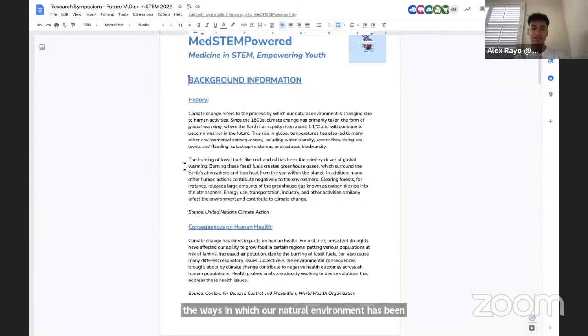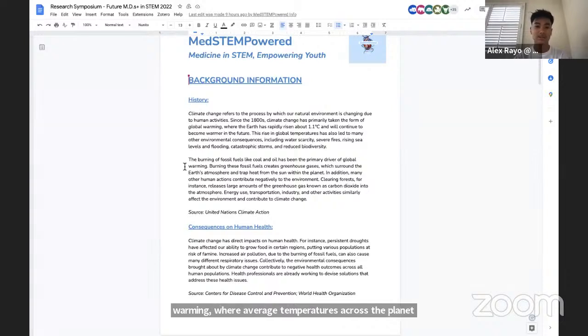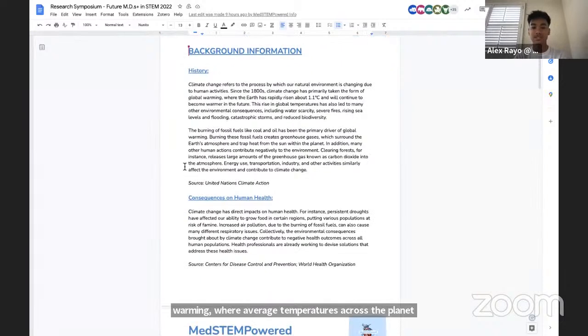And since the 1800s, climate change has primarily taken the form of global warming, where average temperatures across the planet have been rising, mainly due, again, to human activities. So we're going to be looking at this topic, but since this is MedStem Powered and this is a medical organization, we're going to be looking at climate change's consequences on human health.